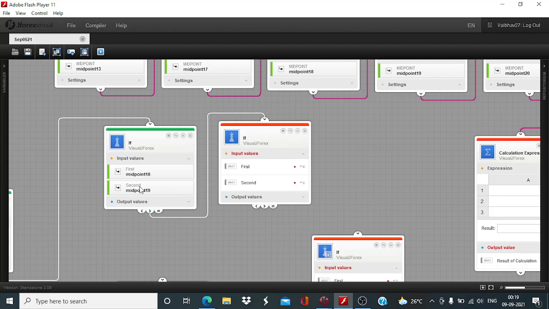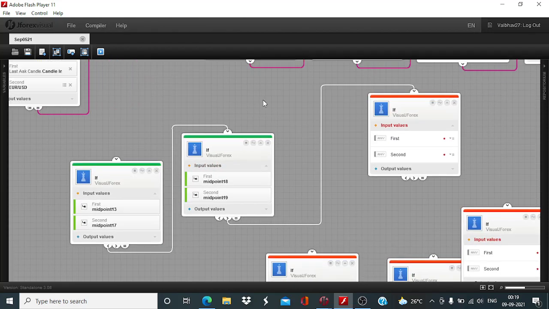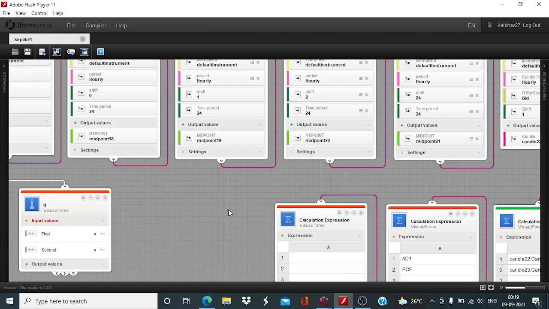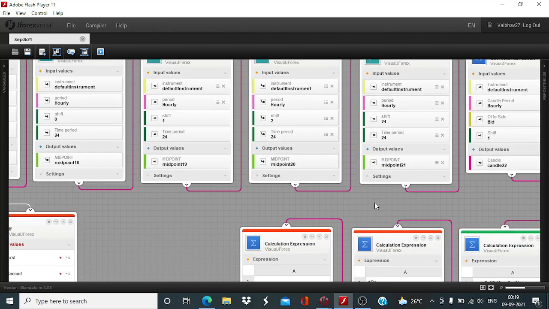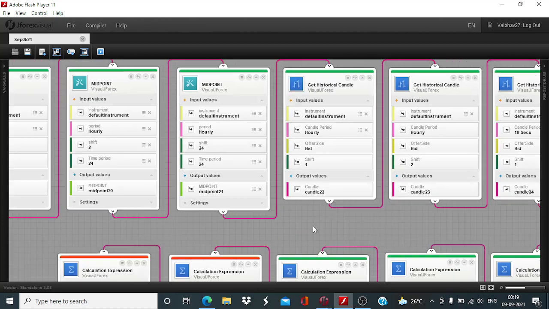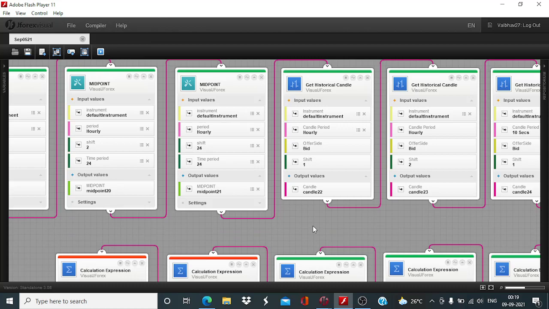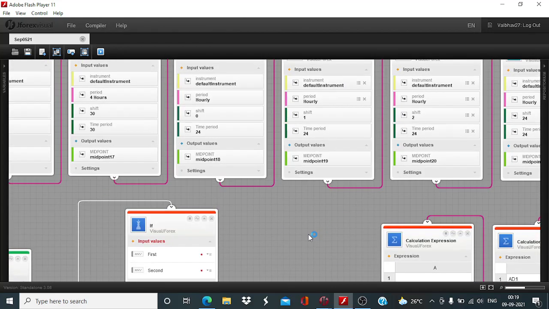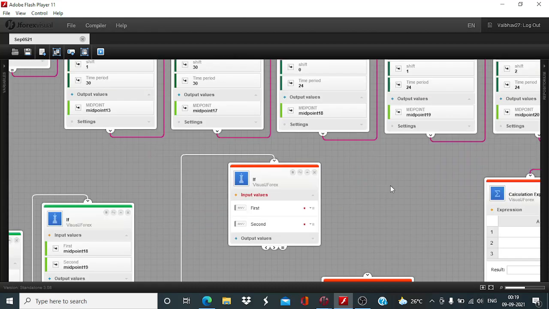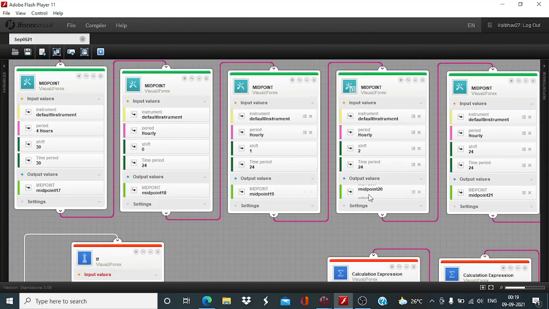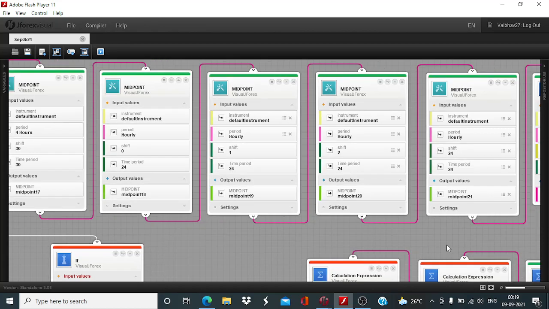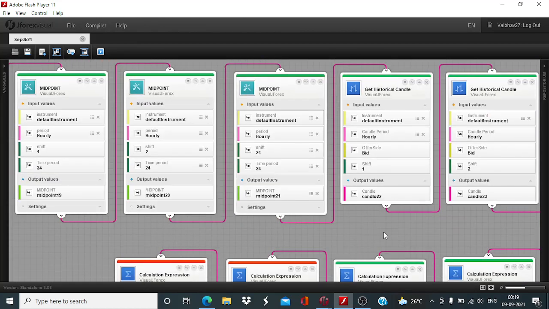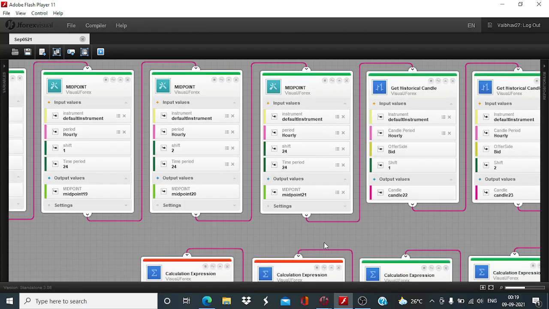First input greater than second input. And to look at the price volatility, we are also taking the help of these get historical candles. I think here we have to compare the midpoint 19 and midpoint 20 with the closing values of these two candles, candle 22nd and candle 23rd.